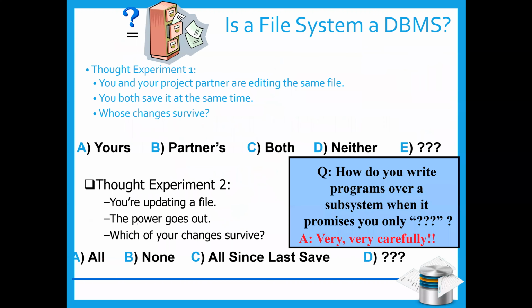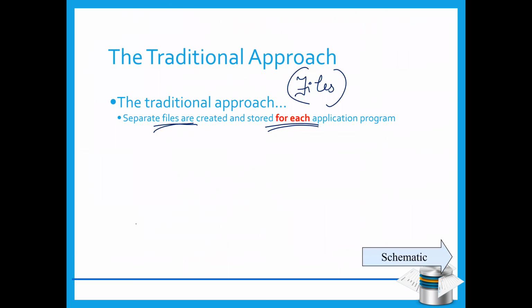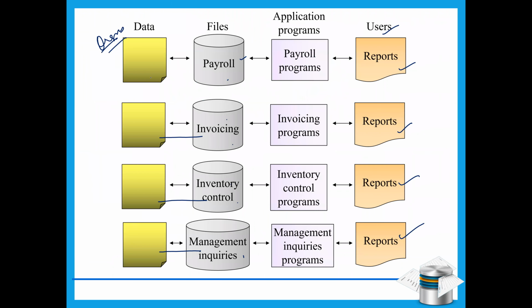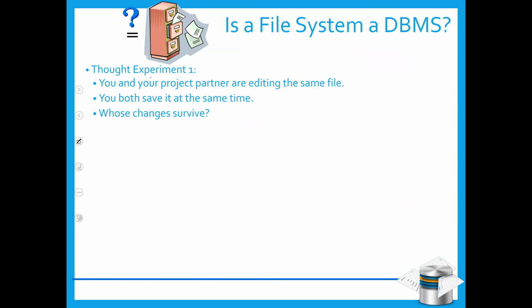If you look back into the previous picture, look here. Data, no connection between the data, no connection between the files, and then you do your job. So this was how things were happening earlier. Now, let's see what is the problem with that. Okay. Now, we'll just go for a small experiment. I am talking about the file system, not about DBMS. I'm talking about the traditional approach. You and your project partner are editing the same file.